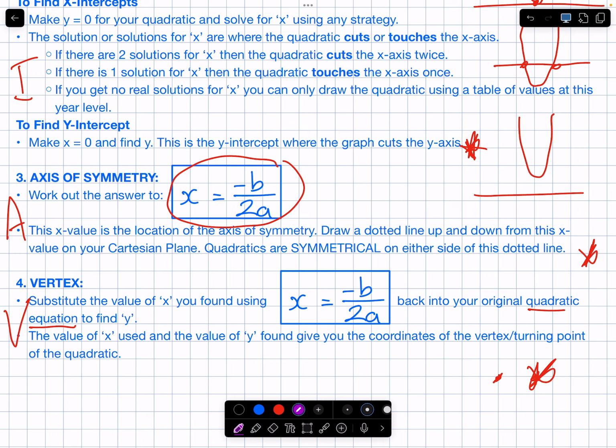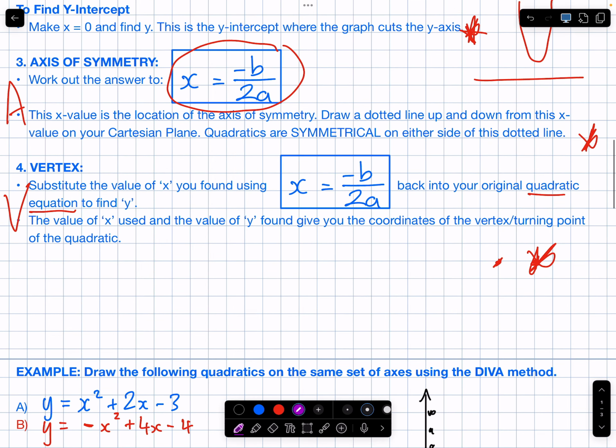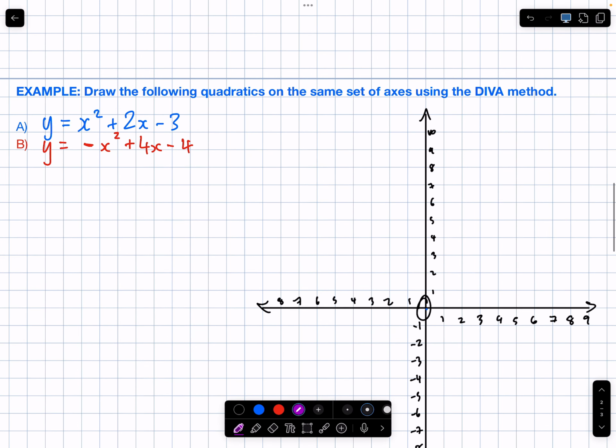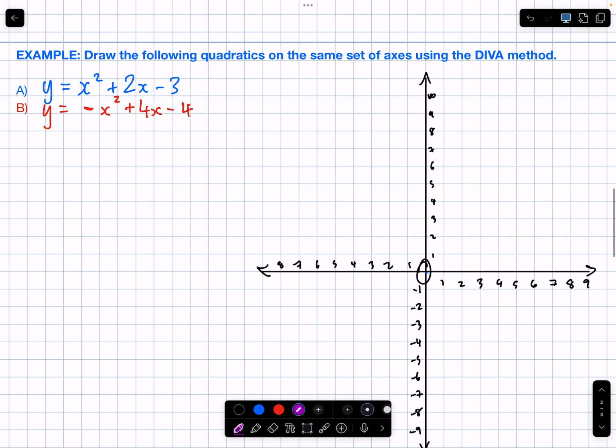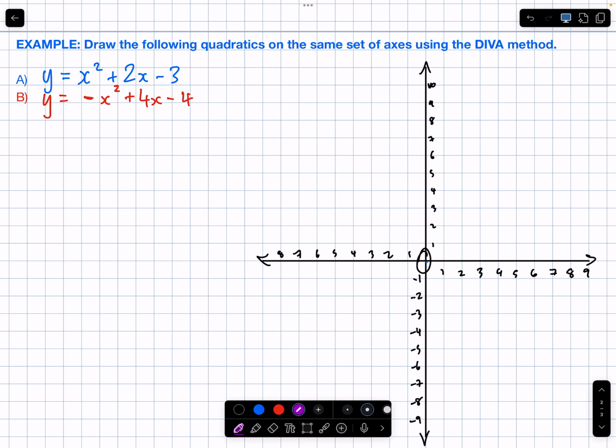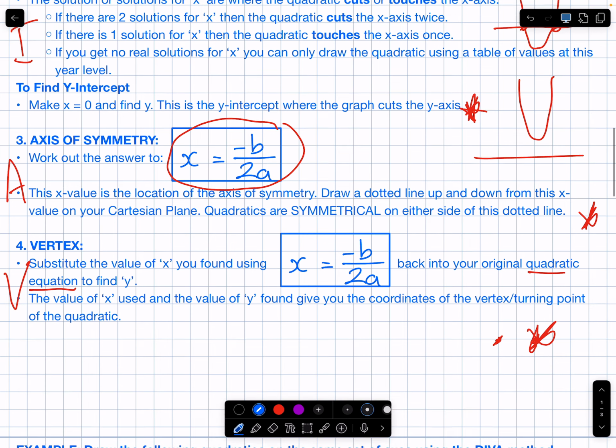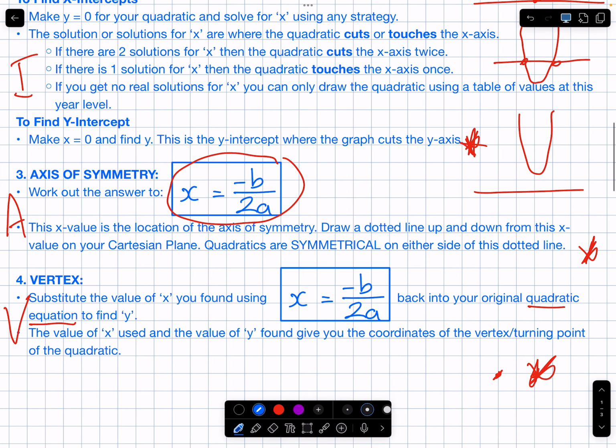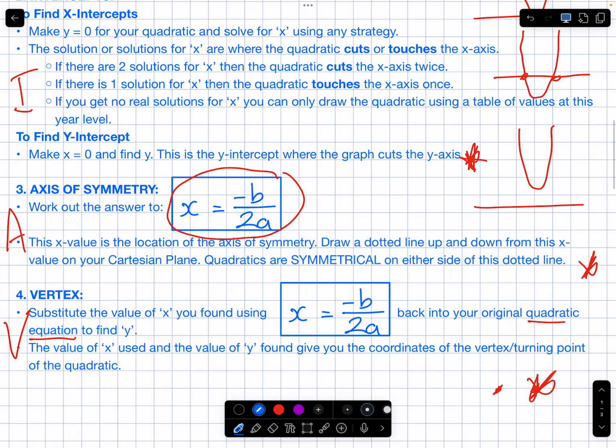All right, let's demo this. Draw the following quadratics on the same set of axes using DIVA method. All right? Sorry? Which one? Where? Okay, I'll leave it a bit more for everyone.